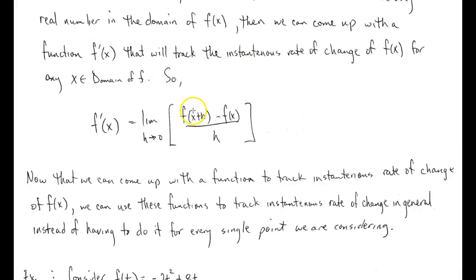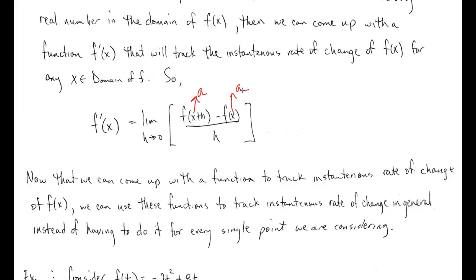My point is that if we now replace what we had here as a and a here with just an arbitrary x value, then we can come up with the formula for the derivative of a function at several x values. Or put another way, we have a formula tracking the slopes of the tangent lines of a given function for several values of x. And now that we can come up with a function that tracks the instantaneous rate of change of f of x, we can use these functions to track instantaneous rate of change in general instead of having to do it at every single point that we're considering.